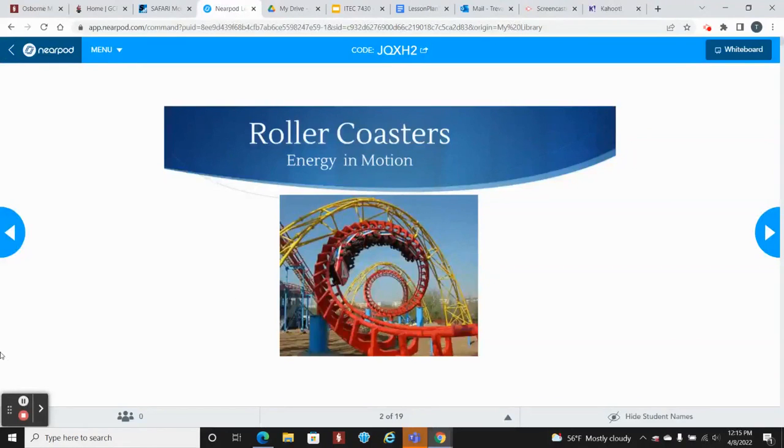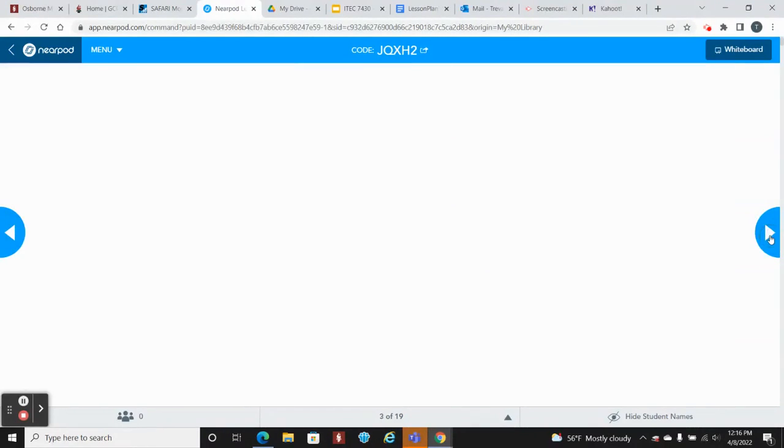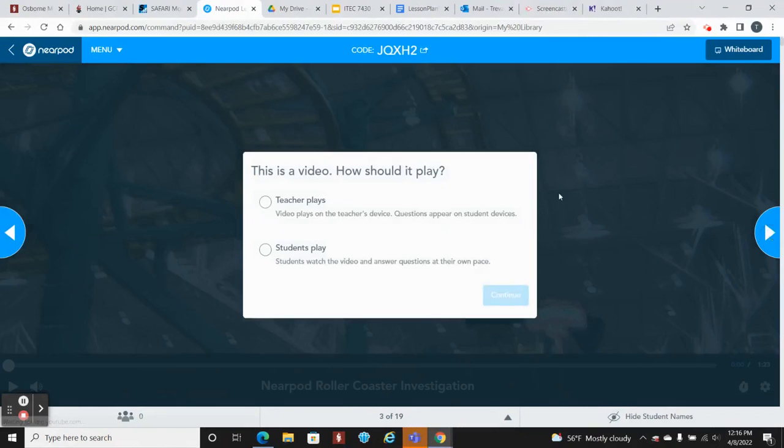Students will now be introduced to the project based part of this unit, which is focused on roller coasters and the study of energy and motion through the actions of roller coasters. Students will engage with another Nearpod where I will explain the concepts of potential and kinetic energy.